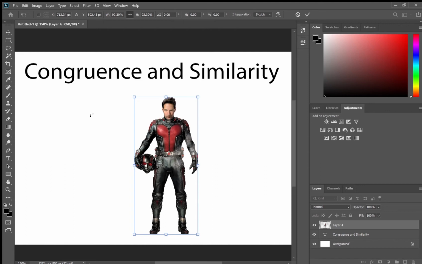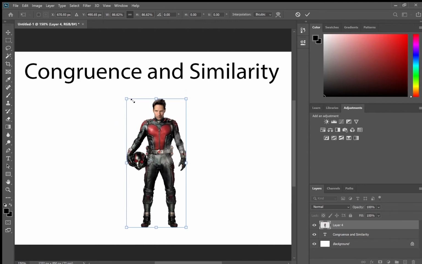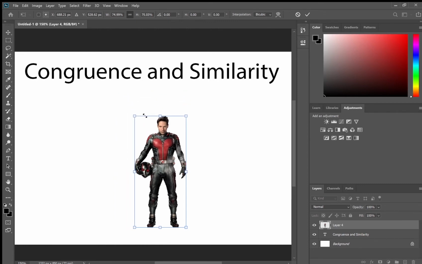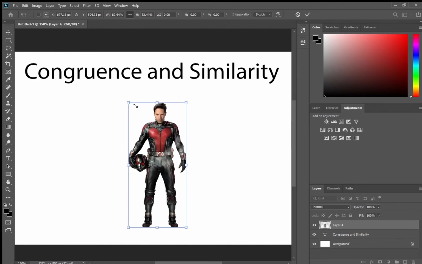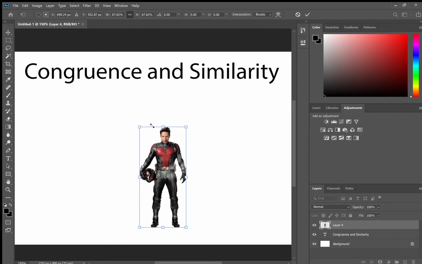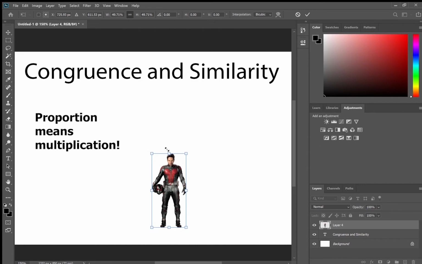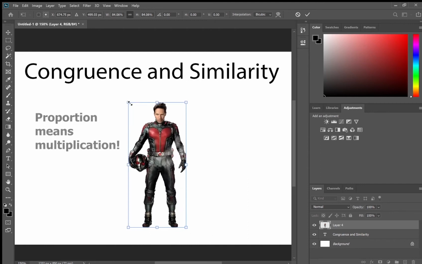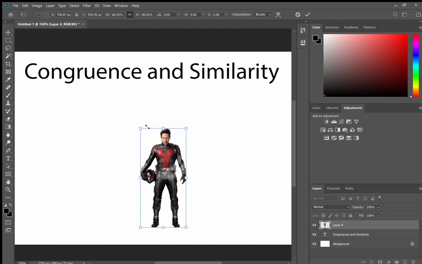And the reason for that is proportions. Notice that when we grow and shrink Ant-Man, or at least this two-dimensional representation of Ant-Man, we are growing and shrinking the width and the height, the x and the y axes. We are shrinking them by the same amount every time. And when I say amount, I mean proportion, and when I say proportion, I mean multiplication. So if we cut Ant-Man's height in half, we're also cutting his width in half.